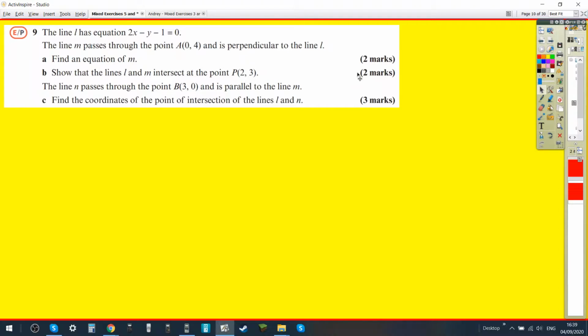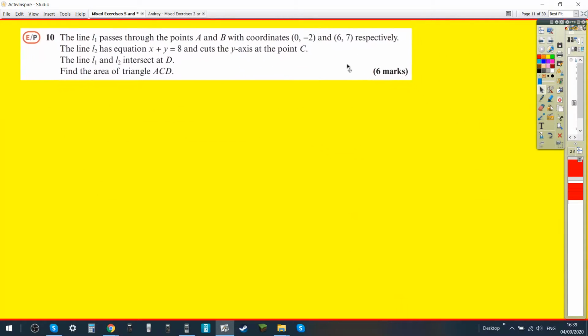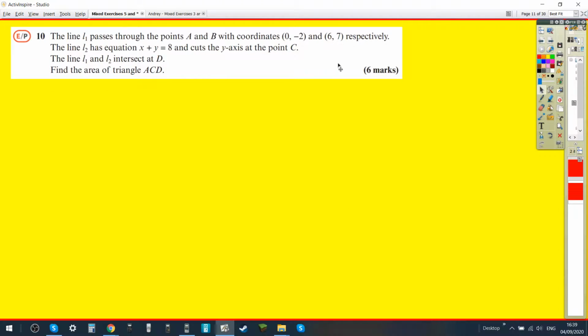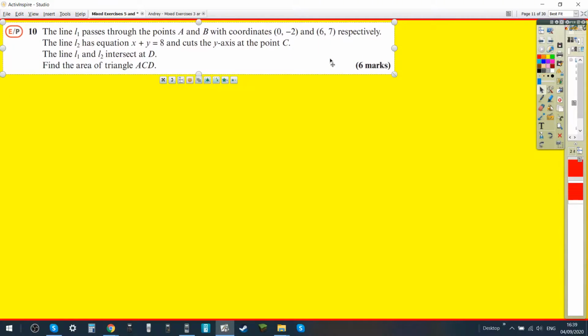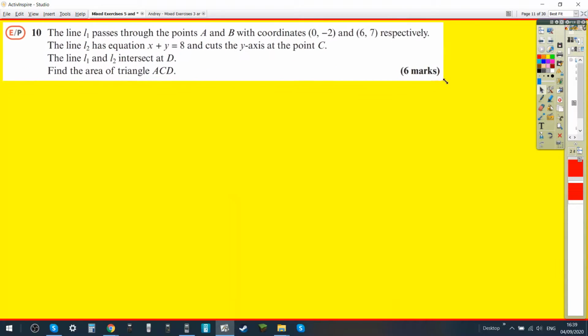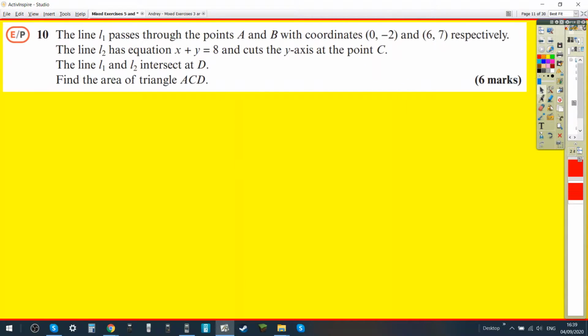The line M. I think it'll be fine. The line L1. There's a kind of interesting thing at the end of this. Find the area of the triangle. Will we try it, or you think you'll be all right? Maybe try, I guess.